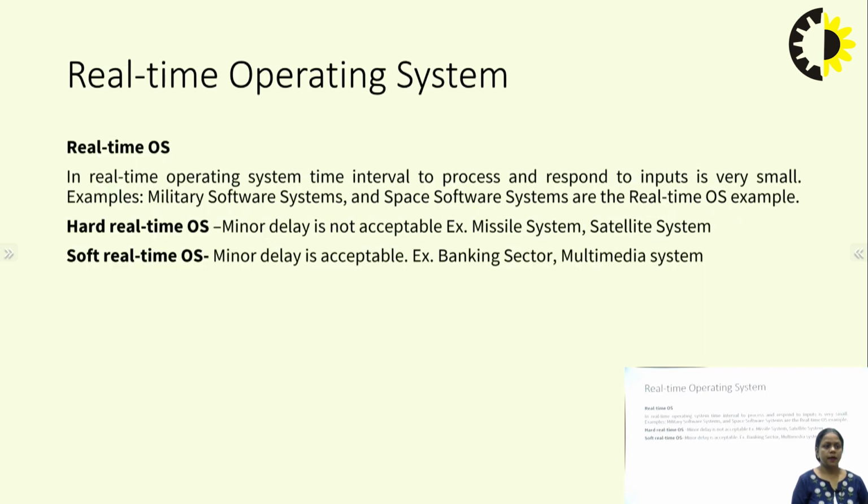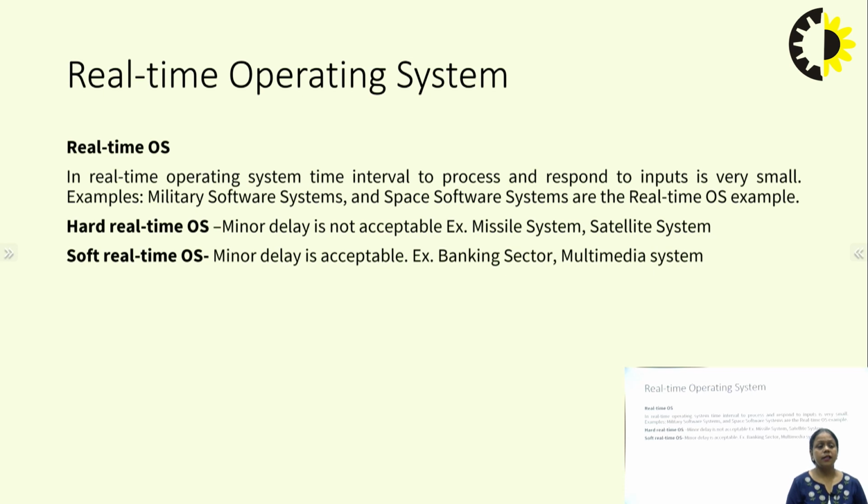Okay. Real-time operating system. The next operating system is real-time. As the name suggests, time factor is very important. We cannot delay here. Fine. That's why real-time operating system is used in systems where time is the major factor. In real-time operating system, the time interval to process submission and respond to the inputs is very small. Example, military software system, space software system are real-time operating systems.